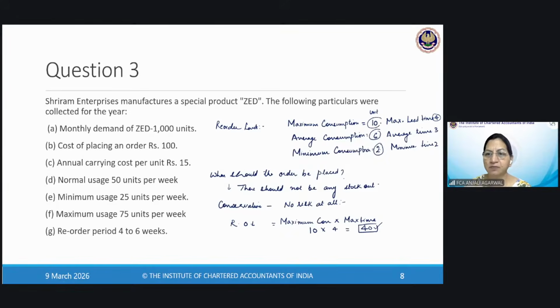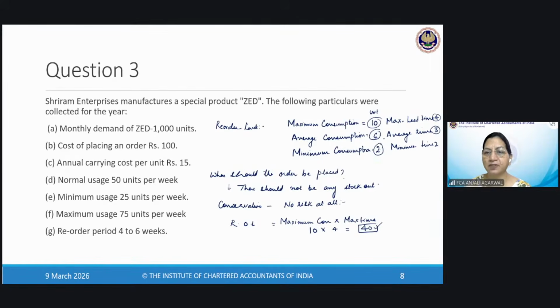Let me take a maximum consumption of 10 units. Let's say I'm consuming 10 per week. The production has all of a sudden started, and it took 3 weeks. So 10 into 3, 30. But I still have 40 units. I'll still not be stocked out.